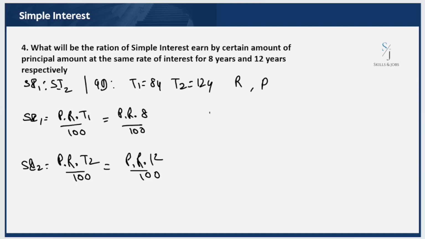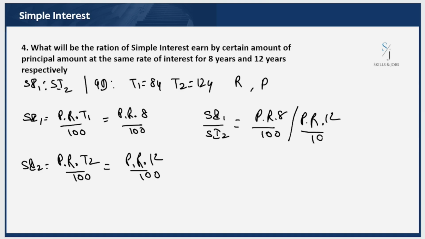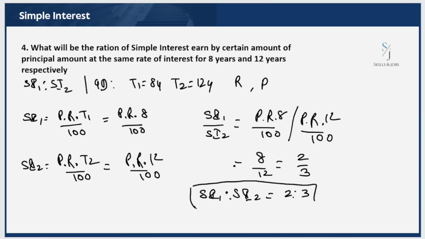Okay. Now take the ratio. Simple interest 1 upon simple interest 2 is equal to P into R into 8 divided by 100 divided by P into R into 12 divided by 100. So if we simplify it, it is going to be 8 by 12. That will be 2 by 3. So the ratio of simple interest 1 and simple interest 2 is equal to 2 is to 3. So this is the required answer.